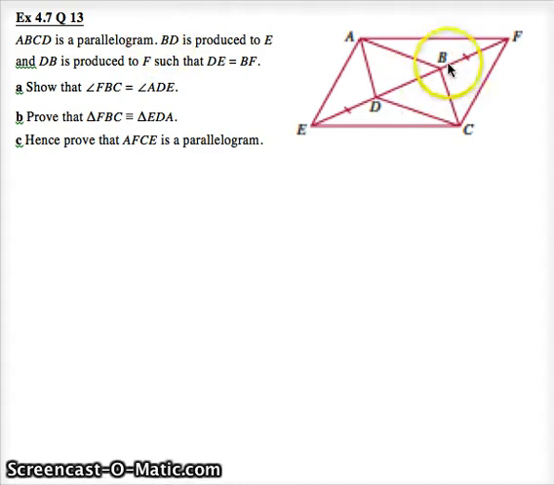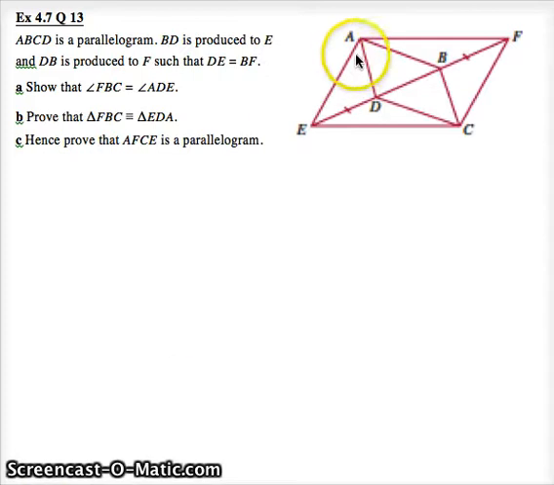We are also told that BD is produced, or extended, to E, and DB is produced to F, such that DE equals BF, and those are indicated by the little dashes on the diagrams. In part A, we have to show that angle FBC, that's this angle here, is equal to angle ADE.